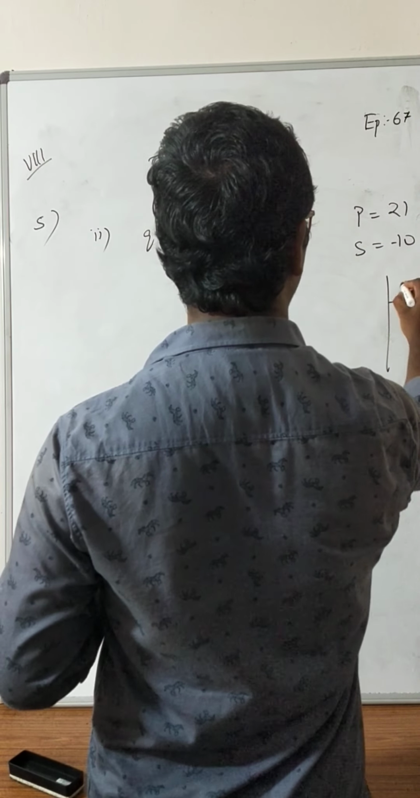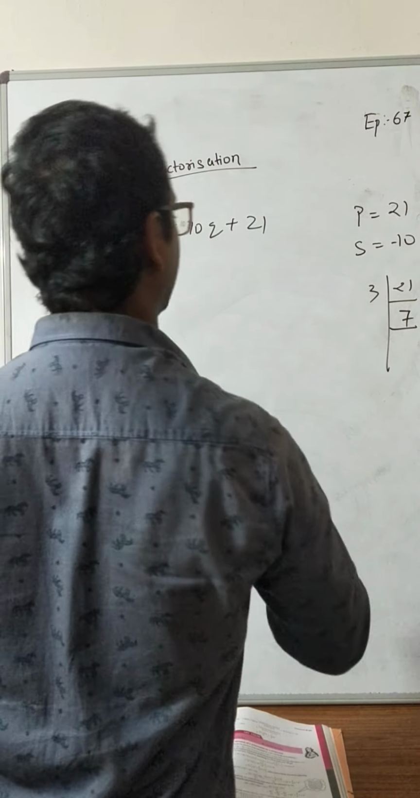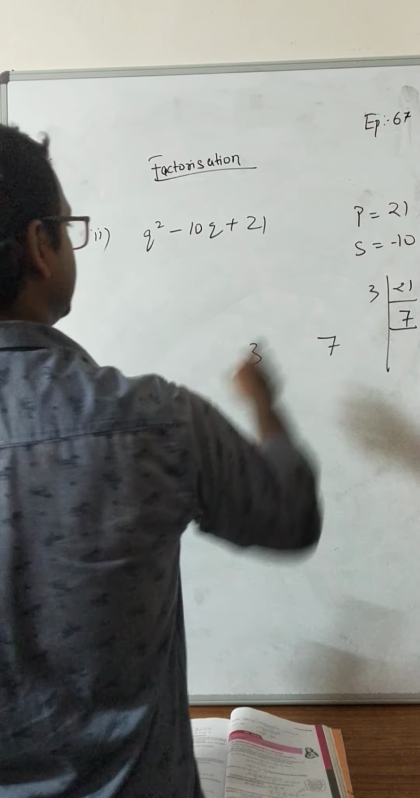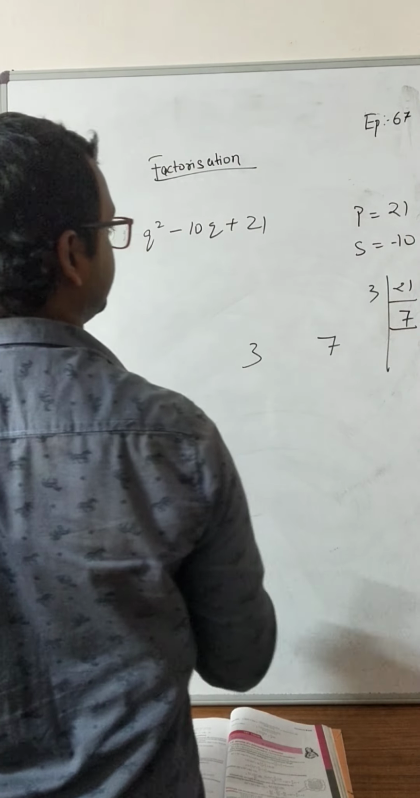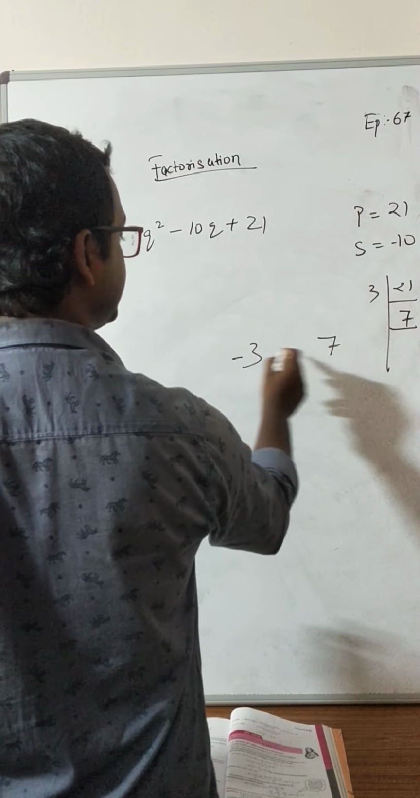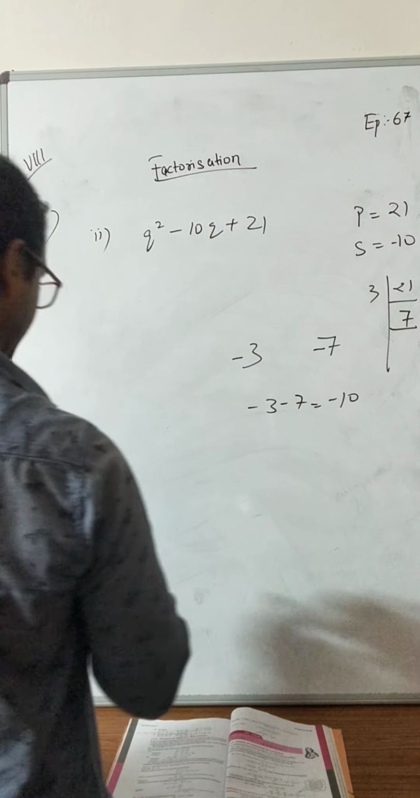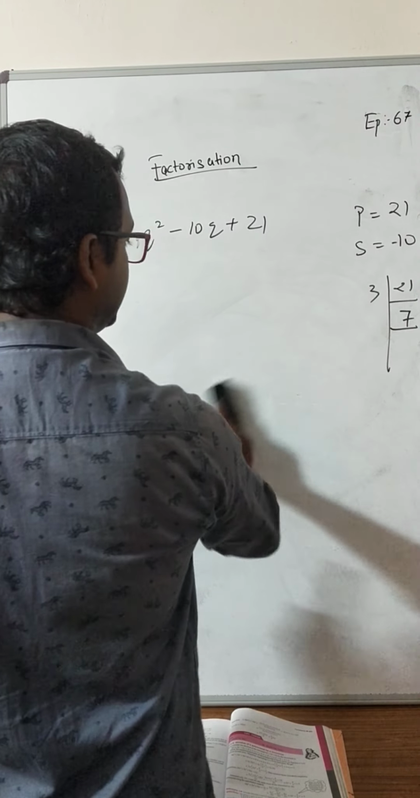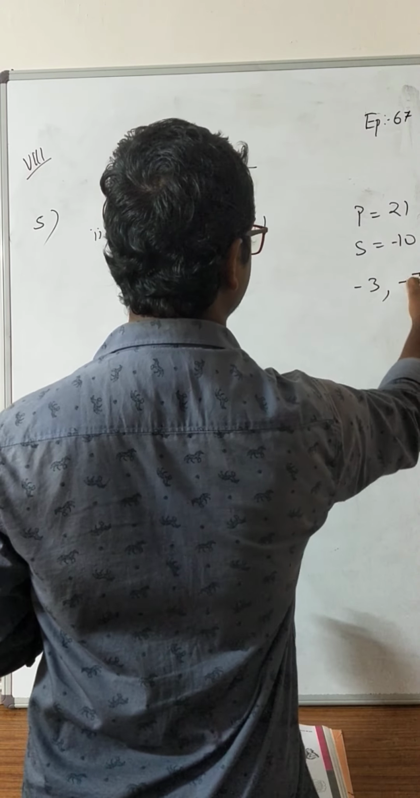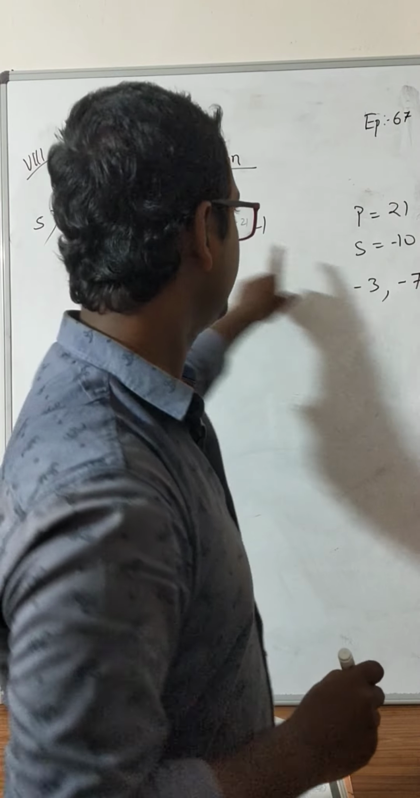So 21 is 3 into 7. I want minus 10. How can I make minus 10 using 3 and 7? Minus 3 plus 7 is 10, plus 10. I want minus 10, so I will put minus here, minus here. Minus 3 minus 7 is equal to minus 10. So the numbers that we are going to use are minus 3 and minus 7. Minus 3 into minus 7 is plus 21. So these are the two numbers using which we are going to split the middle term.